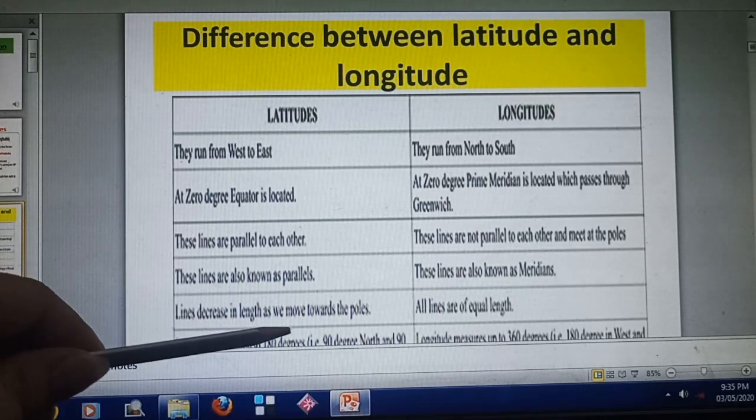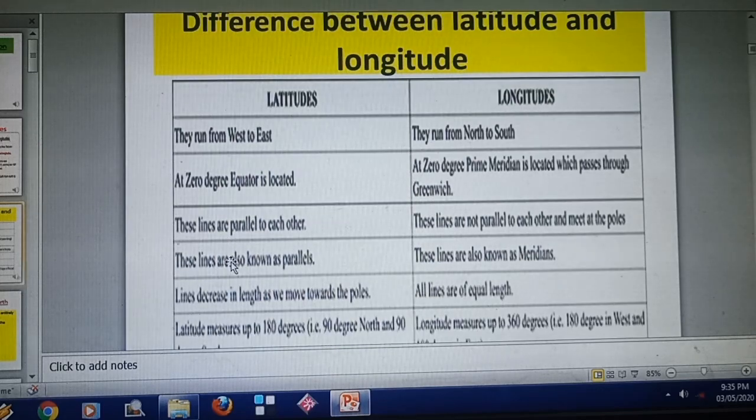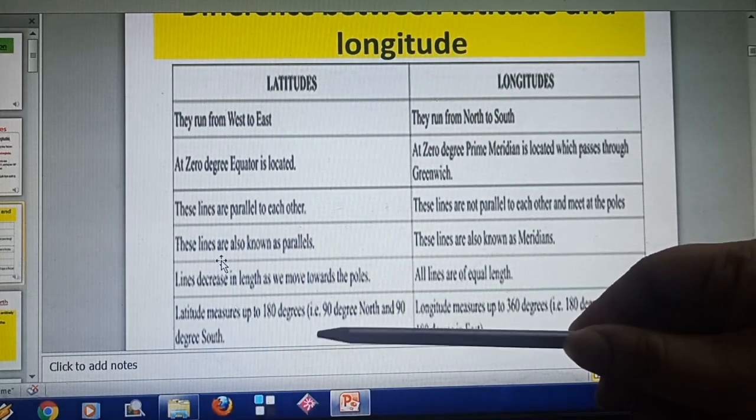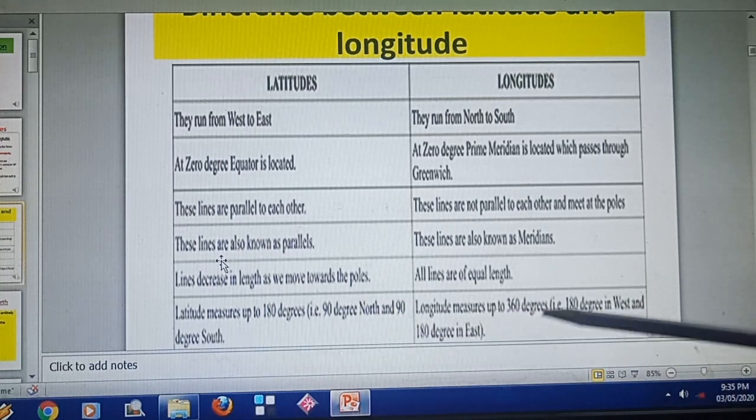Latitudes decrease in length as we move towards the poles. As far as longitudes are concerned, all lines are of equal length. Latitude measures up to 180 degree. Longitude measures up to 360 degree. These are the differences between the latitude and longitude.